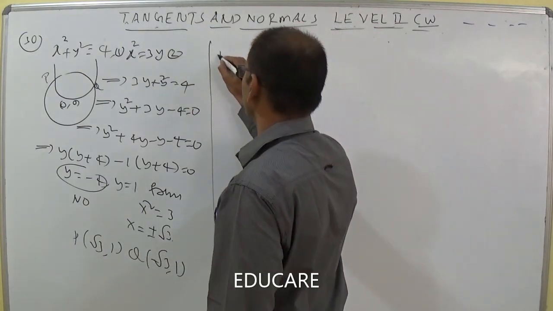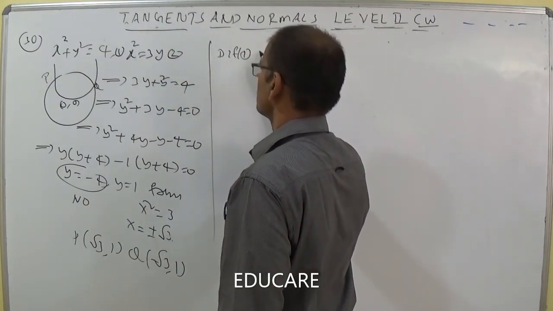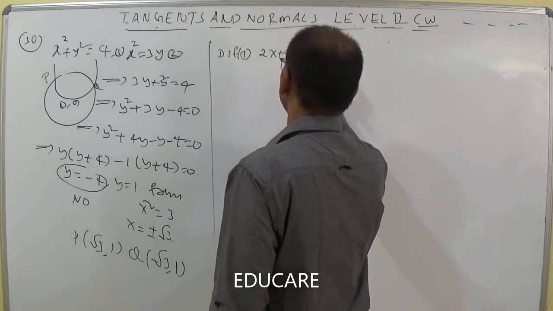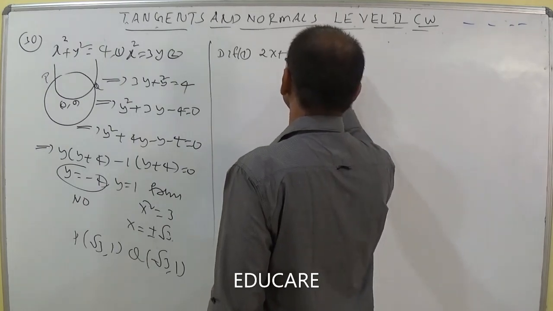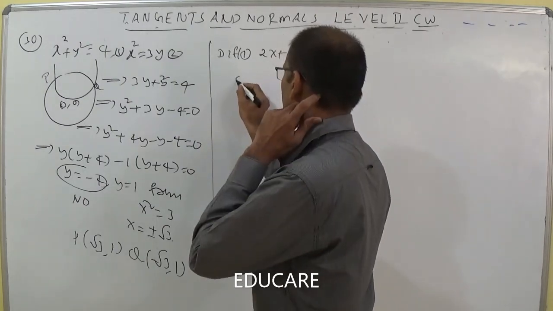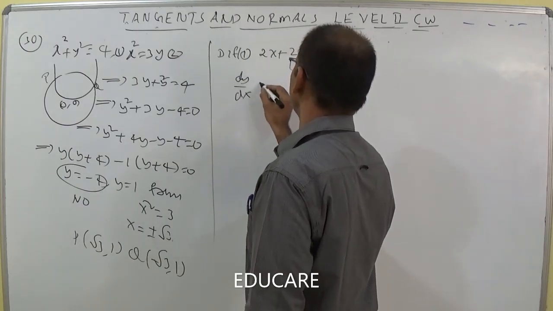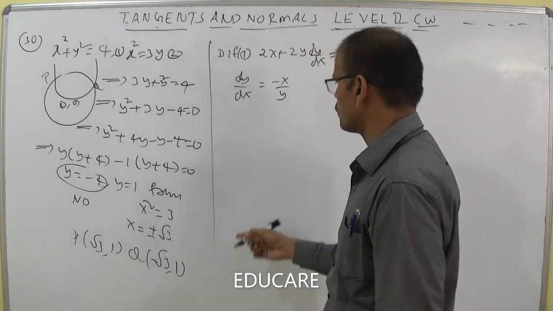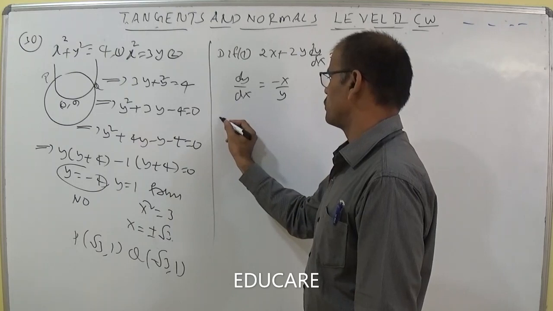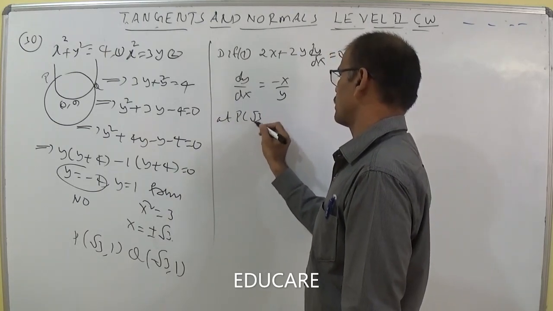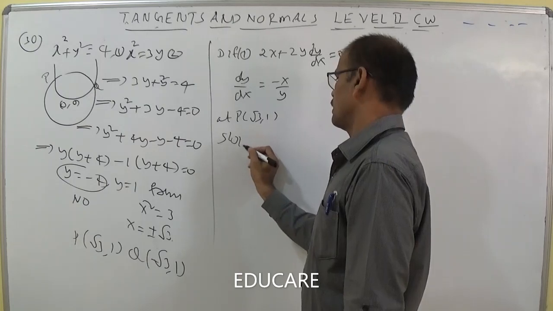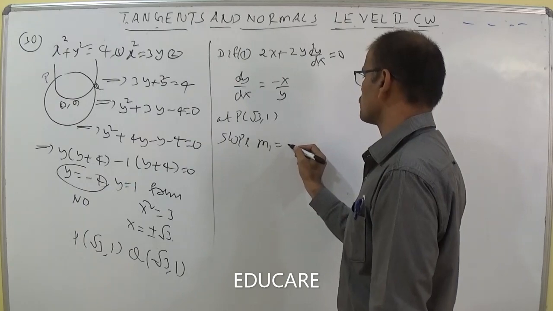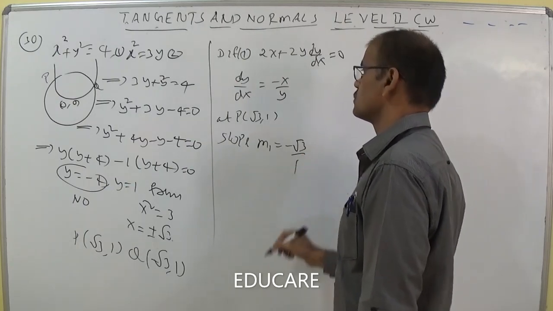Differentiating one, both sides, then you write 2x plus 2y into dy by dx equal to 0. If you divide by 2, you can write dy by dx is equal to minus x by y. At the point P root 3 comma 1, I am writing slope m1. At the point P, slope m1 for the first curve is minus root 3 by 1.